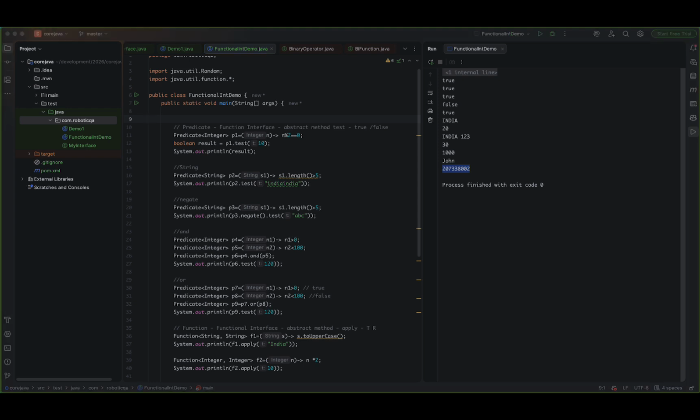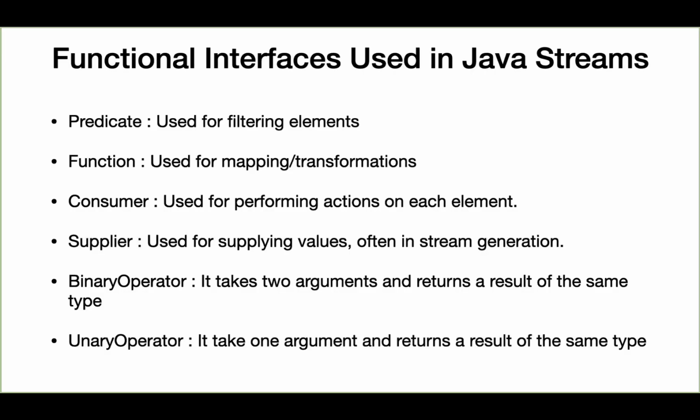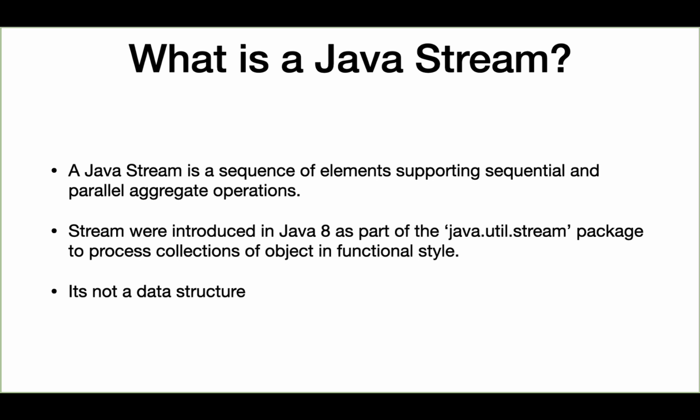Let me bring up the presentation. Okay, what is a Java stream? A Java stream is a sequence of elements supporting sequential and parallel aggregate operations. On a stream you can perform some operations sequentially or in parallel. Second, streams were introduced in Java 8 as part of the java.util.stream package, to process a collection of objects. So what is a collection? A collection is a list of elements, or if you have an array, you can use a stream there to process the data.